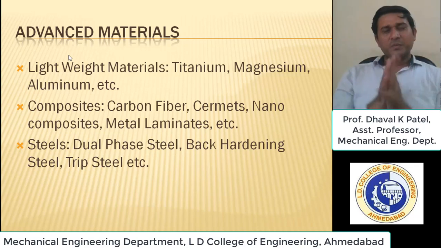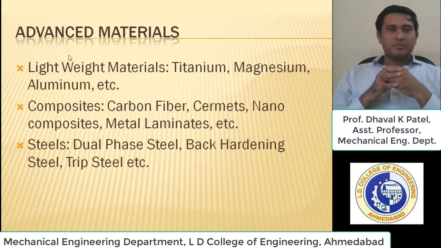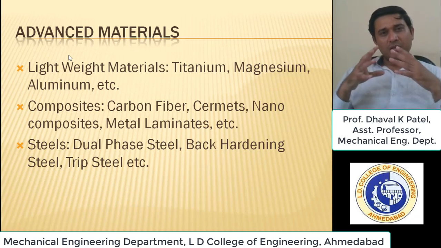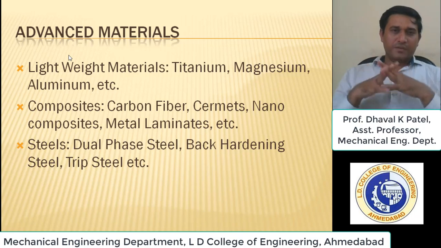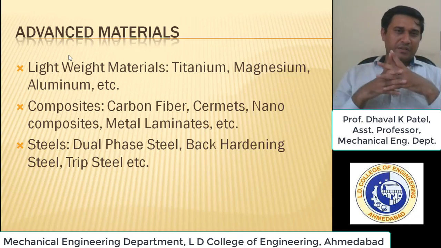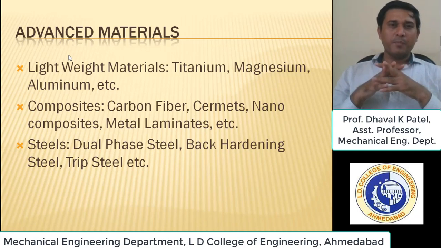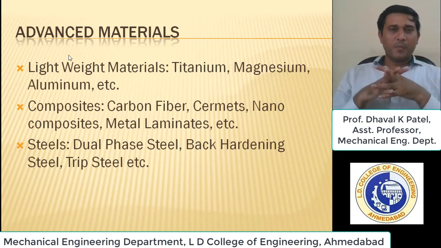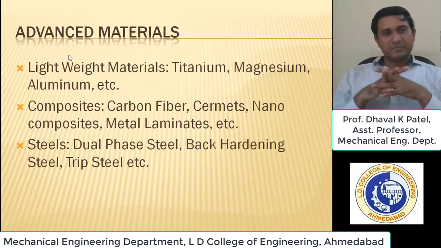What are the advanced materials there, right? I have just summarized a few of them. Lightweight materials also count under advanced materials. So titanium, magnesium, aluminium and alloys are lightweight materials. Next are the composite materials, which combine the properties of one or two metals, and by combining those properties they make more satisfactory materials.